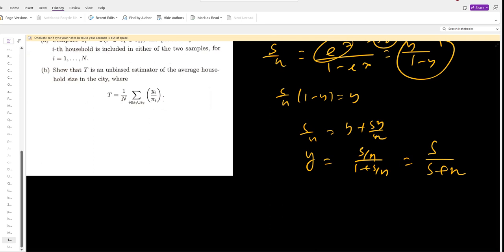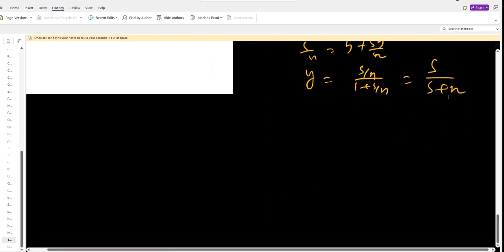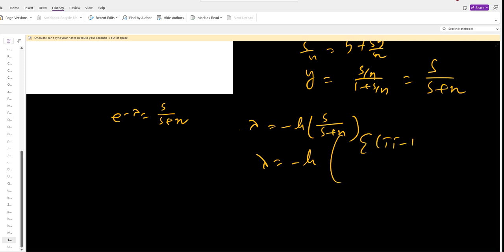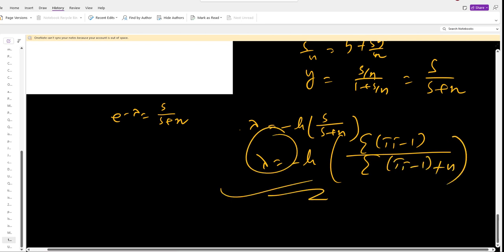This is the part now. Finally, e^(-lambda) equals S by (S plus n). Taking the logarithm, minus lambda equals log of S by (S plus n), so lambda equals log of (S plus n) by S. That is, lambda equals log of (summation of (ti minus 1) plus n) divided by the summation of (ti minus 1). So this is the value of the parameter.